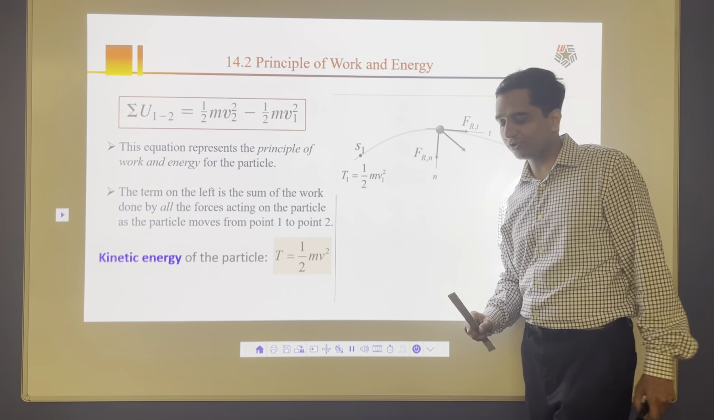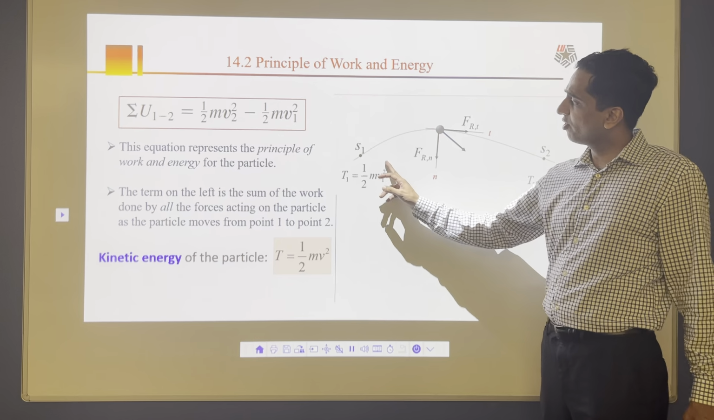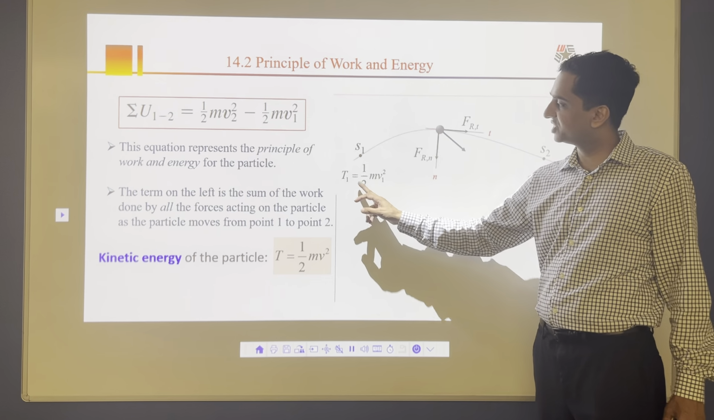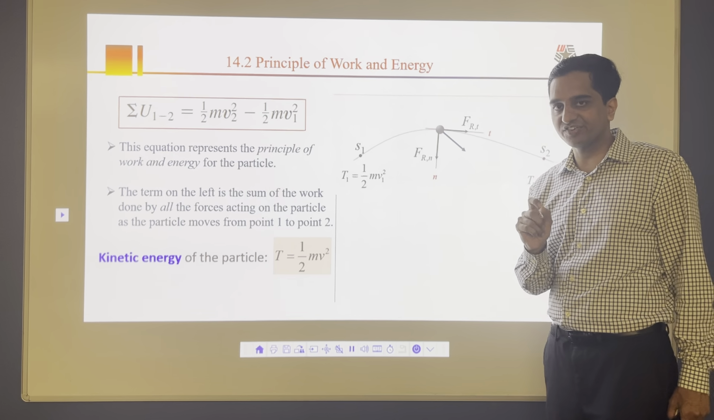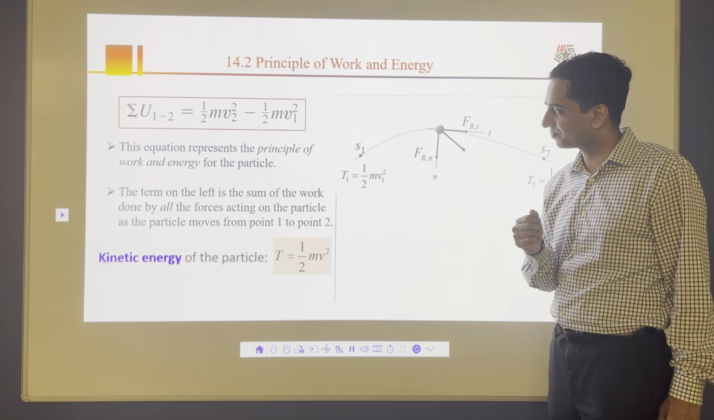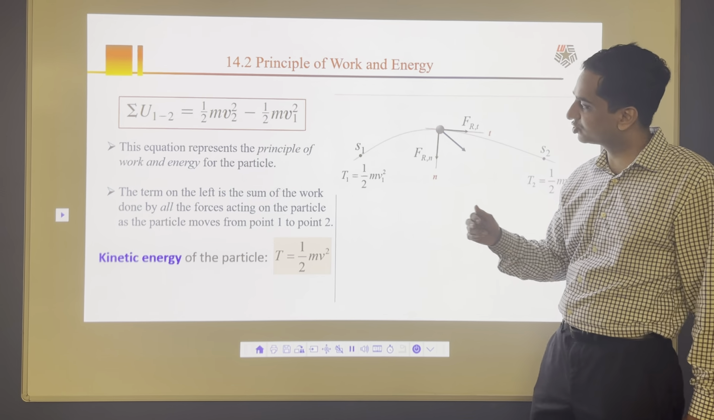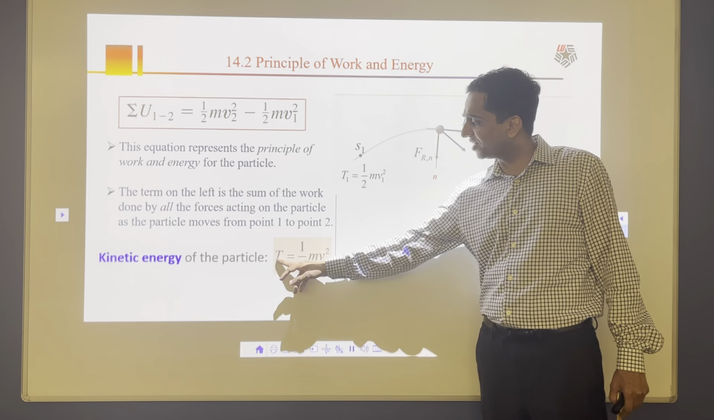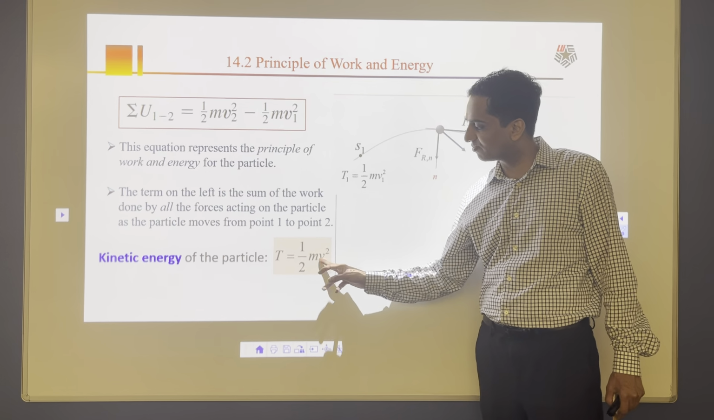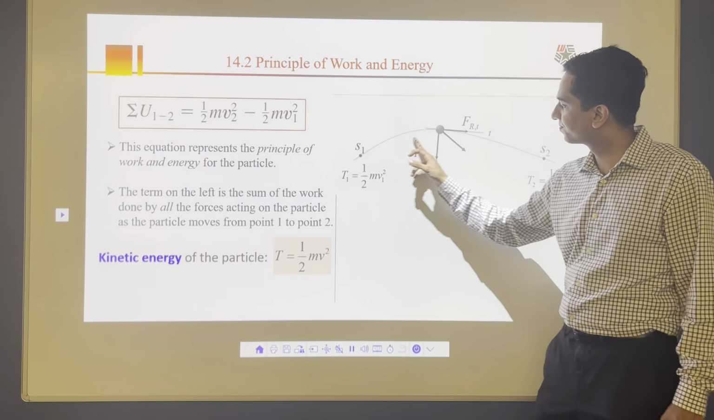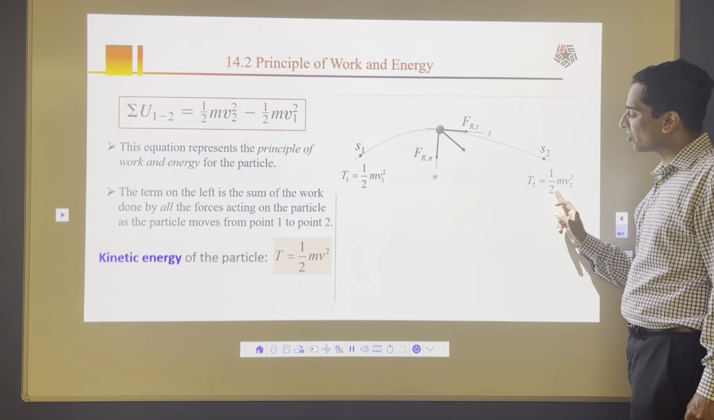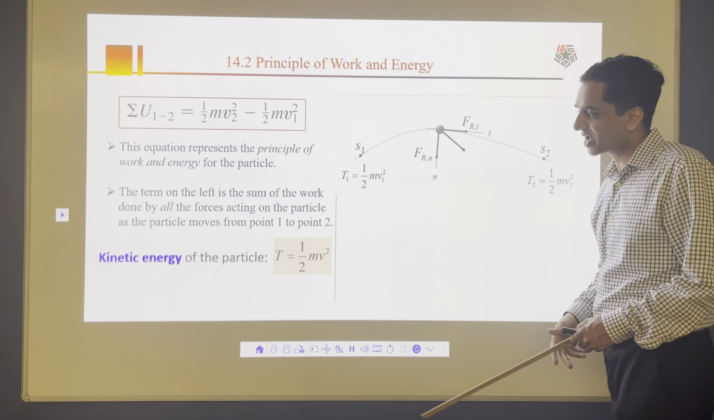Now what I am going to do is say initial kinetic energy as T1. That's the letter that we use for kinetic energy. That's what they use in the book. You can call it kinetic energy, but let's use the letter T. So letter T is kinetic energy, 1/2 m v square. T1 is initial kinetic energy. T2 is final kinetic energy, 1/2 m v2 square.